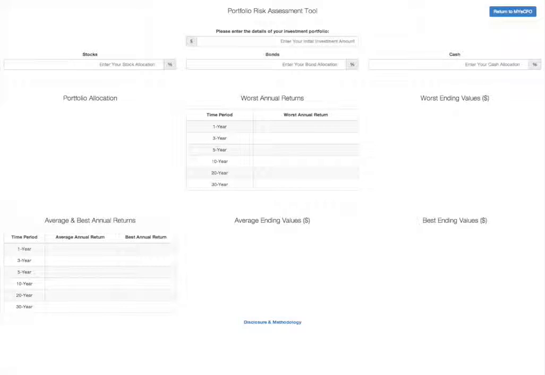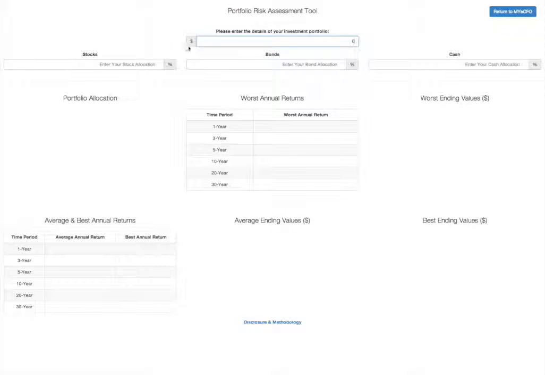In this tutorial, I'm going to demonstrate MyECFO's portfolio risk assessment tool, which you can access by going to any browser and typing in allocation.myecfo.com. So the way to use this tool is you have four parameters that you need to enter.